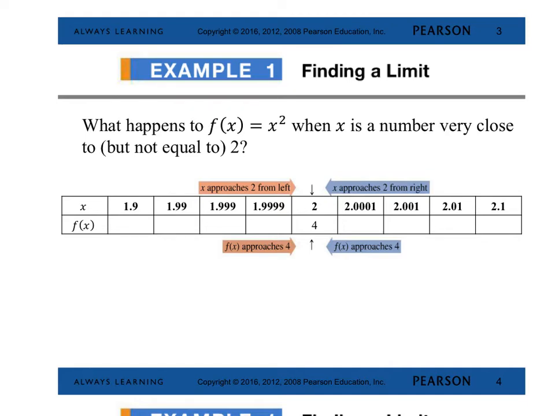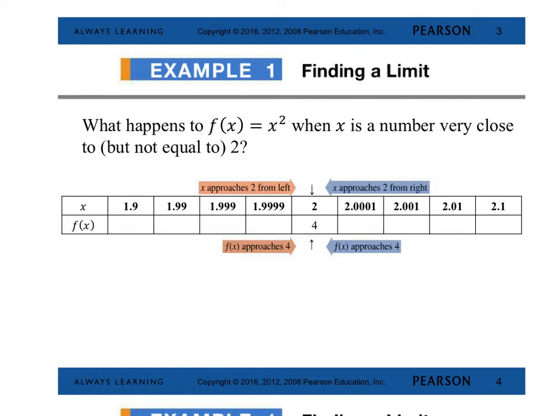So here's our first example. Our first example says, what happens to f of x equals x squared when x is a number very close to, but not equal to, 2? Now that's the whole idea that's going to be different for you with a limit. You're not going to just plug in a number and say, okay, this is what the limit is, because it doesn't always work. And what we're trying to find is a limit. So we first have to think about the idea of, just what is a limit?